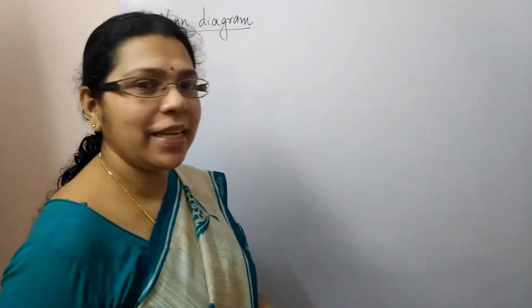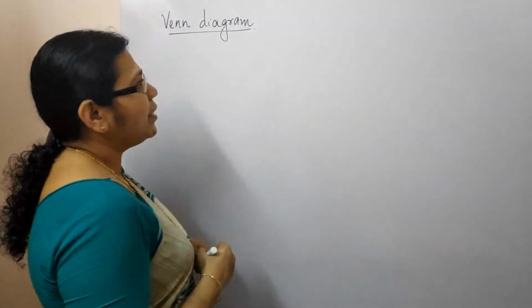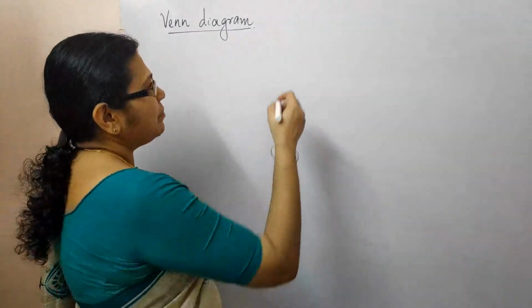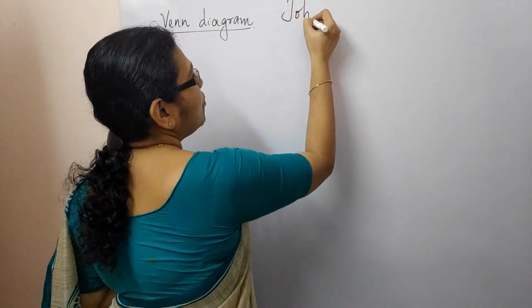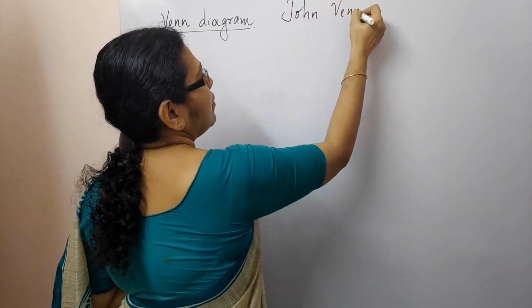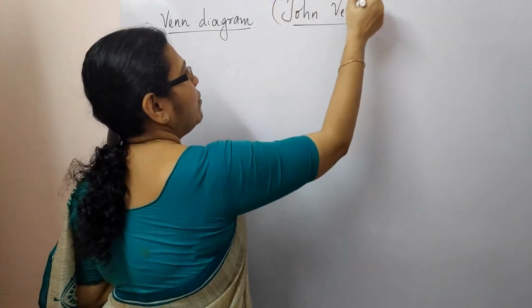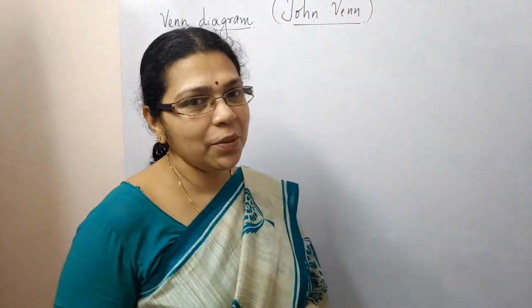In this session, we are going to discuss Venn diagram and operation on sets. Now, Venn diagram is the representation of sets and the operations on sets in a pictorial manner. The word Venn diagram is given in honor to the mathematician John Venn, who formulated or invented the Venn diagram.